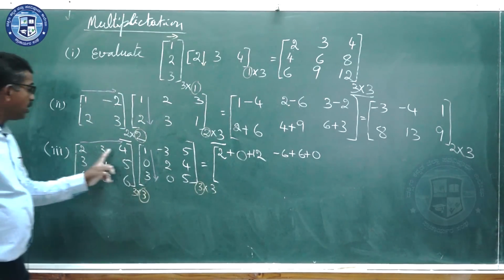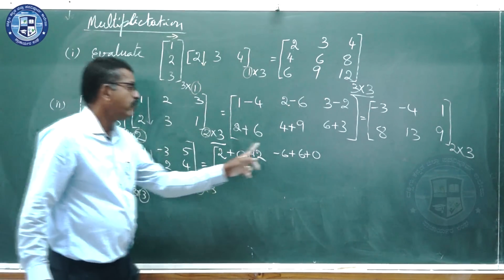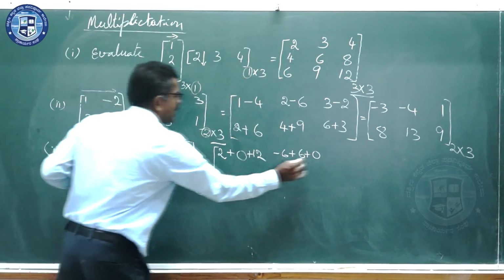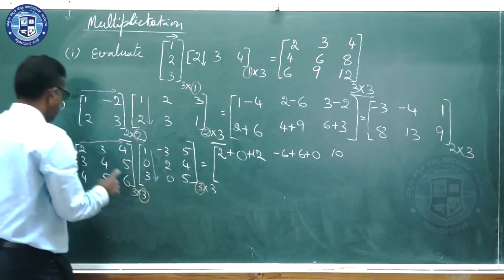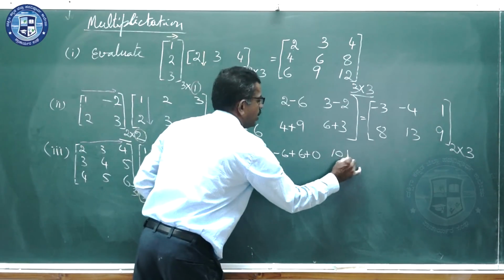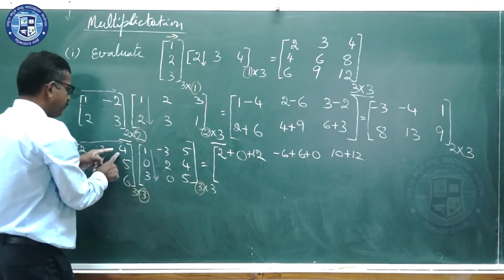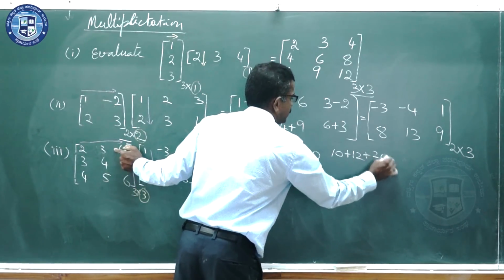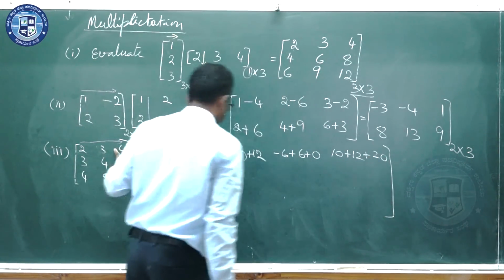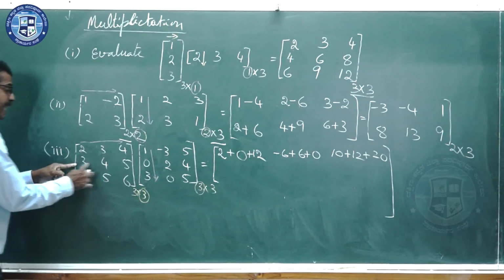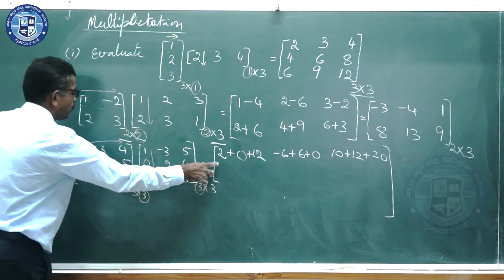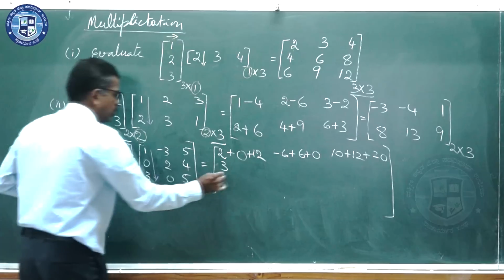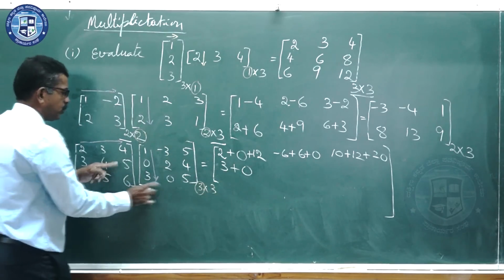So next we have first row with the third column, first row, third column position. We have 2 into 5, it is 10. 3 into 4, it is 12. And then 4 into 5, it is 20. Next, second row with the first column. Here second row, first column position. 3 ones are 3. 4 into 0, 0. 5 into 3, 15.